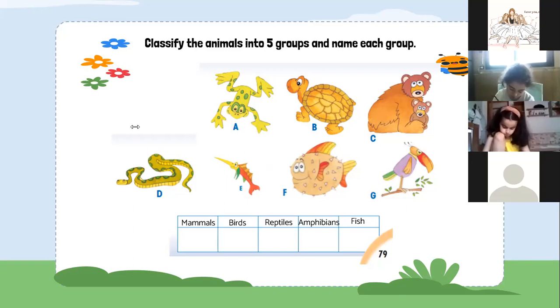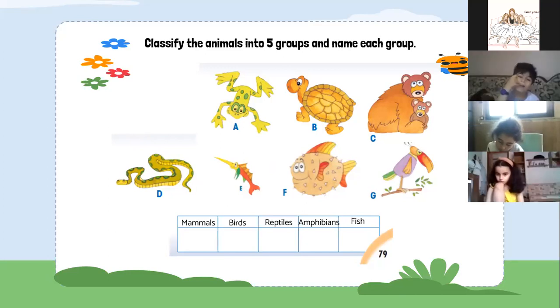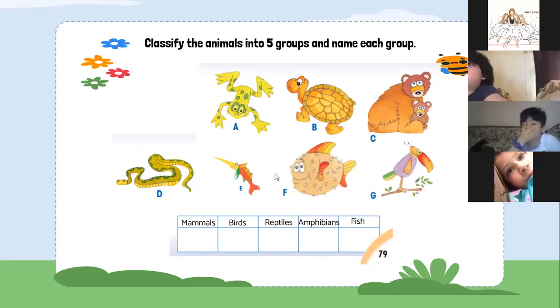Excellent. Ali Jawad, which animal should I write under the group of reptiles? Is it a fish? The frog? The turtle. Turtle and snake. Bravo, Ali Jawad. Turtle and snake. Ali Aysan Bazoun, which animal is an amphibian? The frog. The frog, excellent.